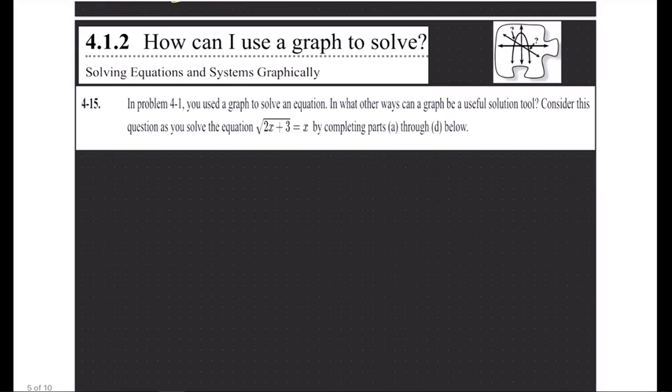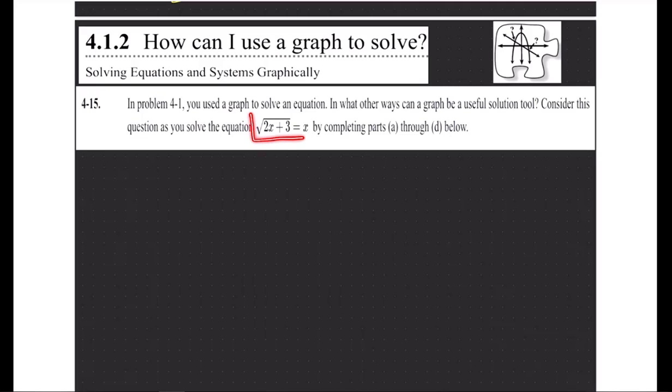The only thing we're adding is this thing called systems. A system is just where you have more than one equation working at the same time. So instead of just one equation, we have multiple equations. How exciting, huh?